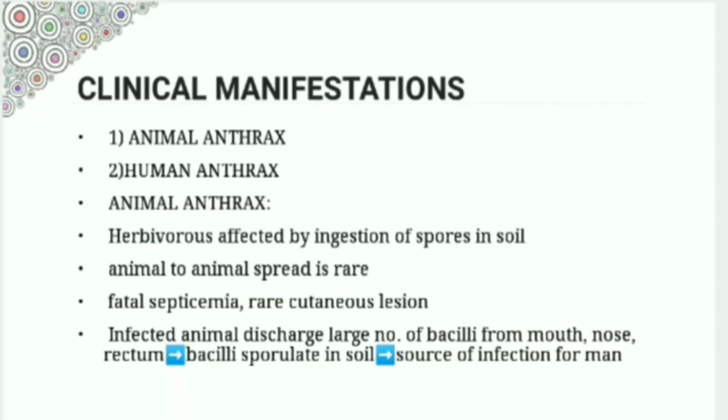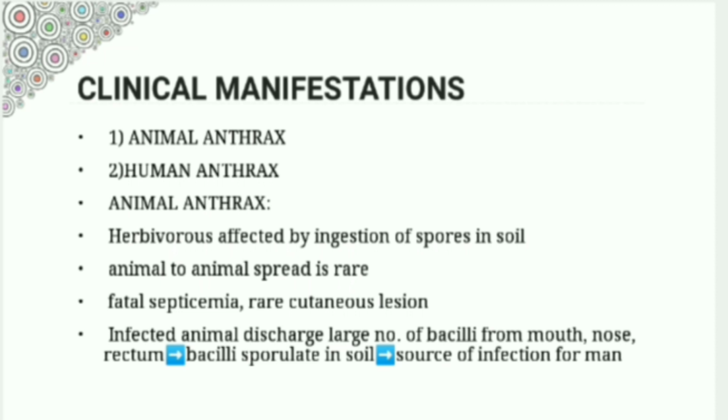The clinical manifestations include animal anthrax and human anthrax. Animal anthrax mainly affects herbivores like cattle by ingestion of spores in soil along with the grass. Animal to animal spread is rare. It can cause fatal septicemia in animals, but rarely it can cause cutaneous lesions in animals also.